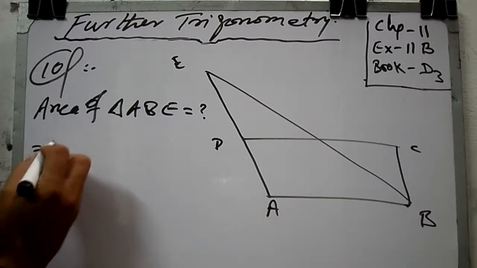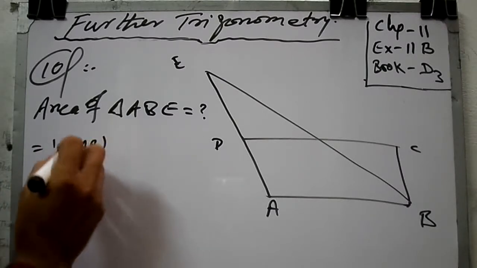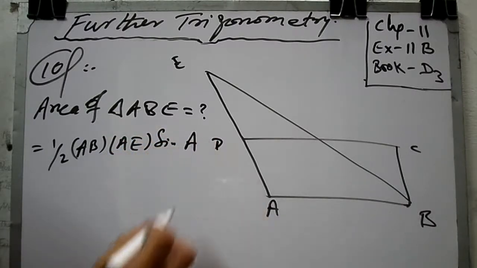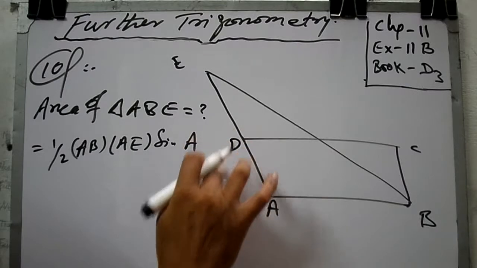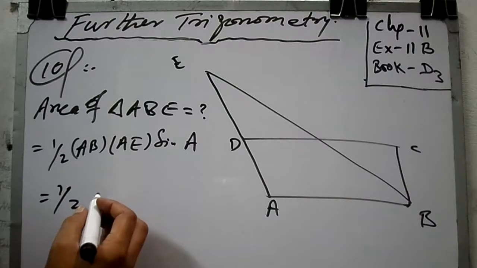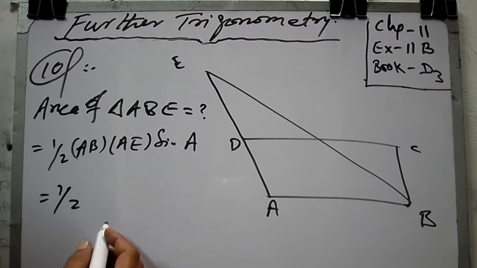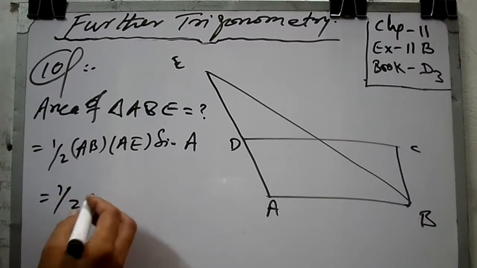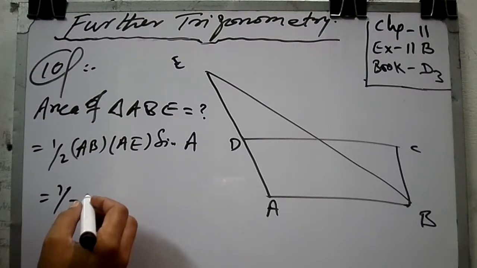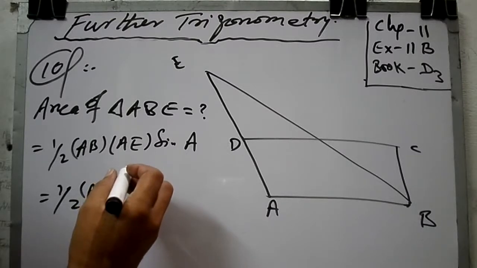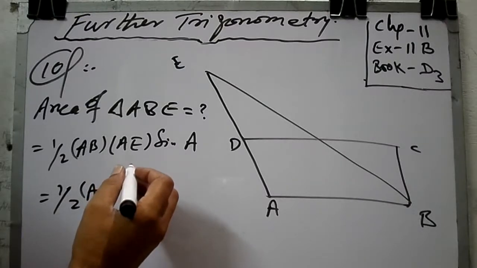is equal to half base times altitude times sine A. So that is your required formula. Putting the values, the value of AB is still unknown to us, so we have to write AB. The value of AE we are still unable to find, so how can we find the value of AE?